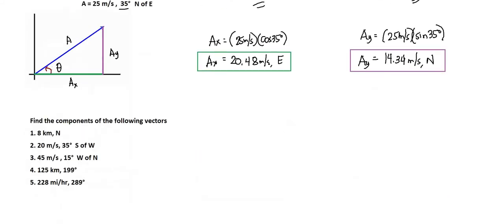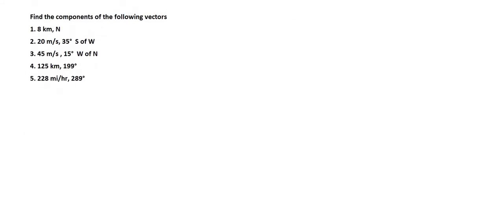Okay, let's try this. Find the components of the following vectors. Ay, mabilis lang. Components. So, number 1, given ay north. Okay, so 8 meter north. Pwede naman na. Okay, for number 1, sige, let's just name it as vector B, C, D, E, and F.